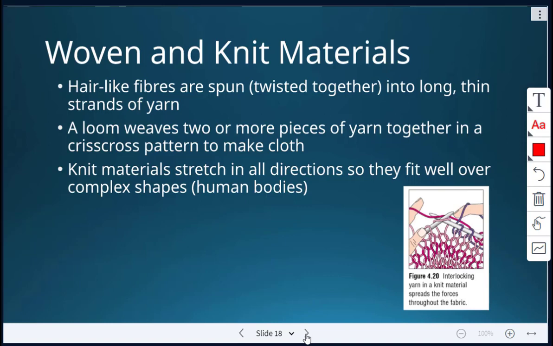Next, woven and knit materials, like knitting, crochet, and so on. Hair-like fibers are spun together, twisted into long, thin strands of yarn. A loom can be used to weave two or more pieces of yarn together in a crisscross pattern to make cloth. These knit materials can stretch in all directions, so they can fit well over complex shapes like human bodies. In this diagram, it's an interlocking yarn, so the forces are being spread throughout the fabric.